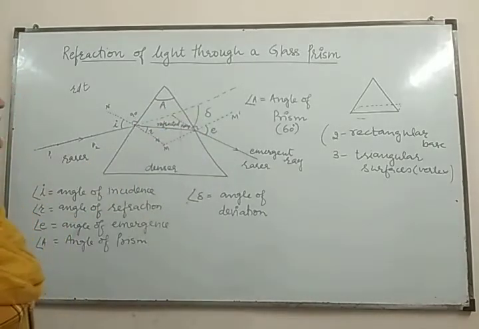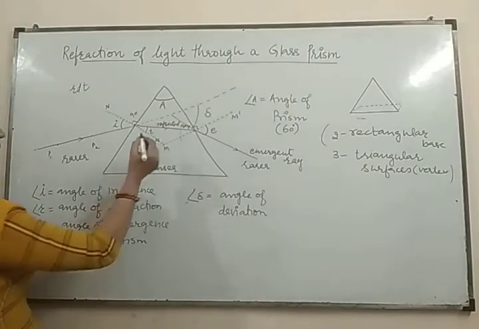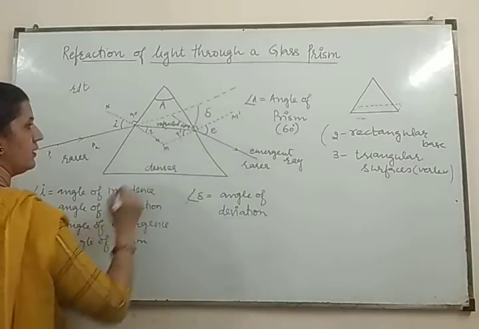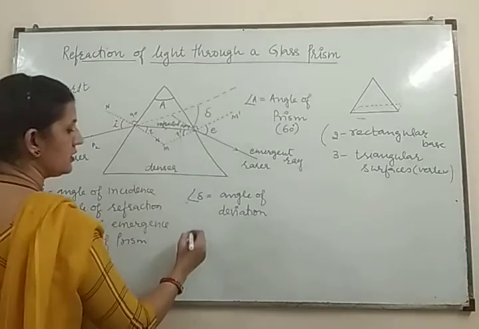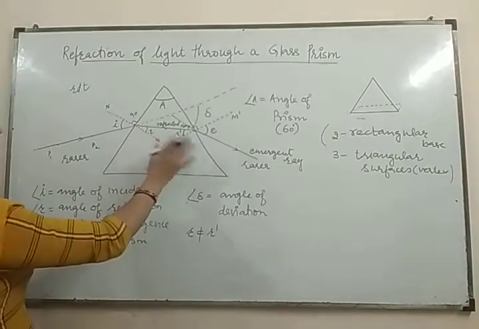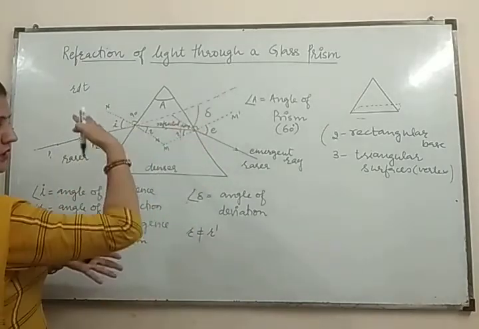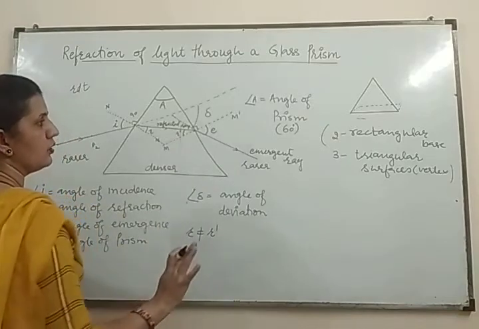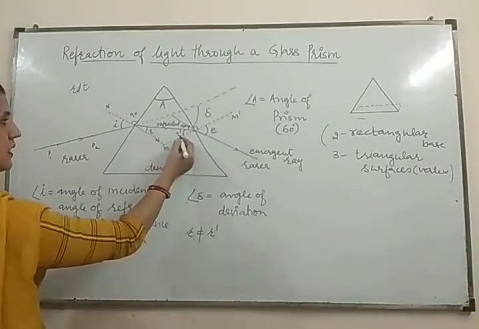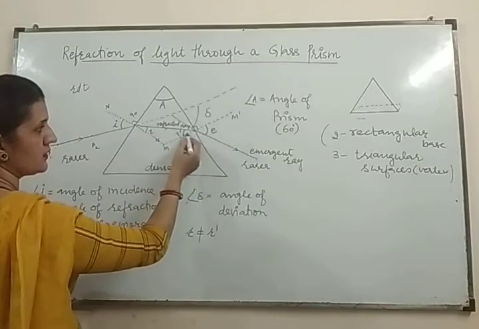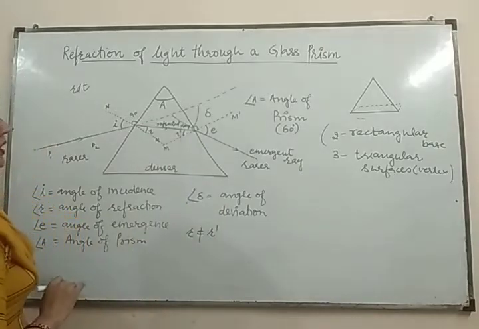This is known as the refraction through a glass prism. Here this angle is also known as the angle of refraction, R dash. In this case, R is not equal to R dash because there is no condition of the parallel lines and the transversal line intersecting this. So these two angles are not equal to each other. This R dash is acting as the angle of incidence for this surface. So R is not equal to R dash.